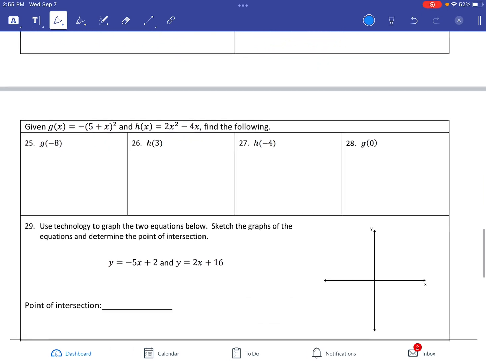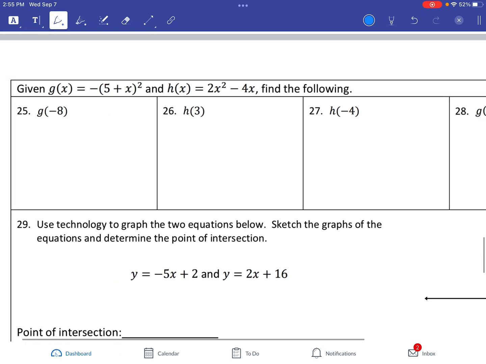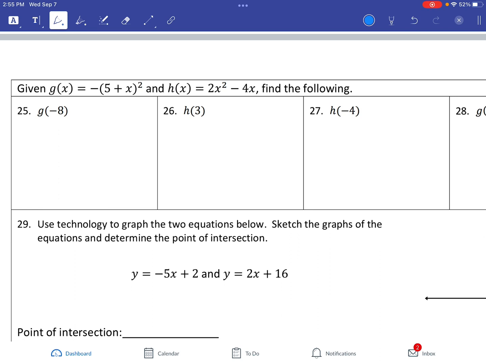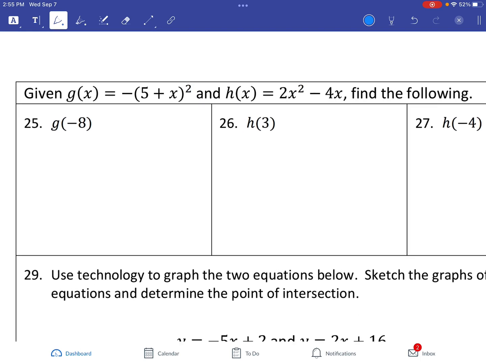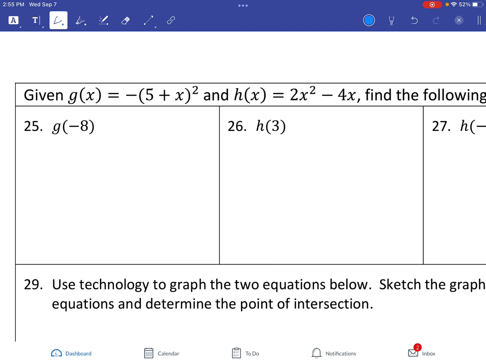Okay, next we're doing the functions. So evaluating functions. So we have two functions. We have the g of x function and the h of x function. First one, we're going to put negative 8 into the g function. So I have negative 5 plus, I'm going to put my negative 8 in parentheses, squared. Okay, first thing I have to do is the stuff that's inside the parentheses. So I have 5 minus 8, in essence. So I have negative, still stays there, times negative 3 squared.